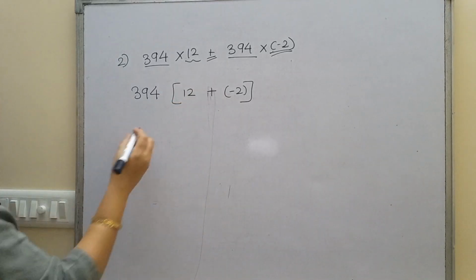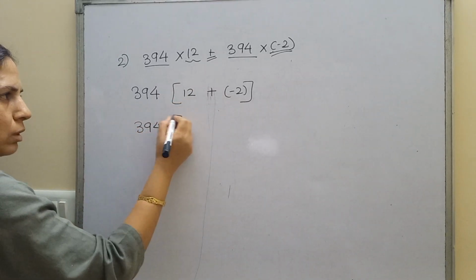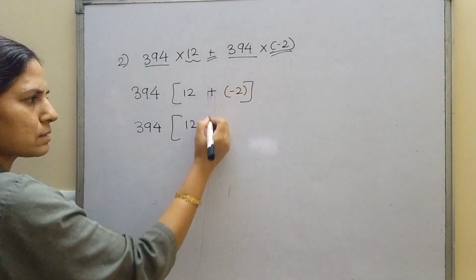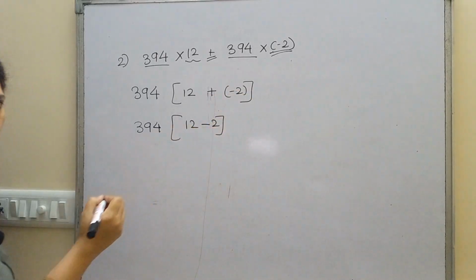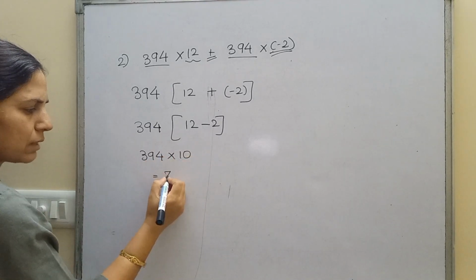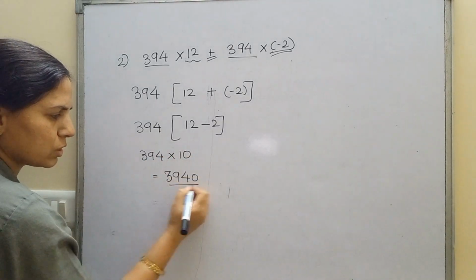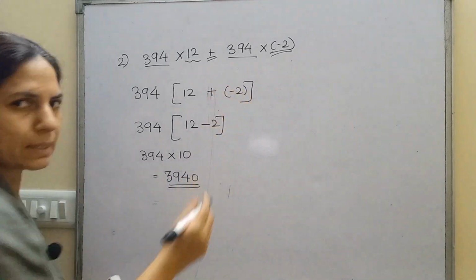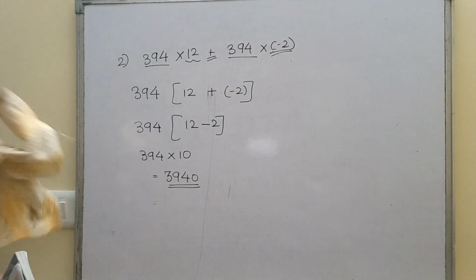Now 394. What is plus into minus? Minus. So 394 into 10. The answer should be 3940. Let's come to the next question.